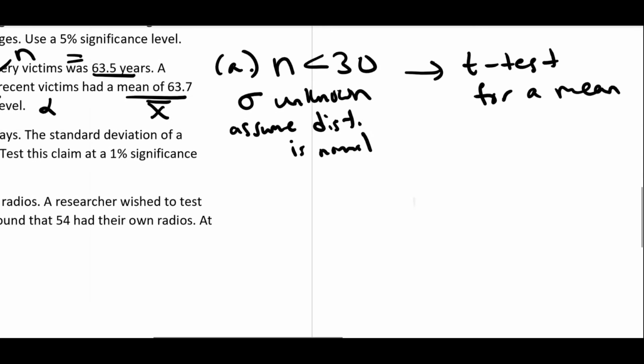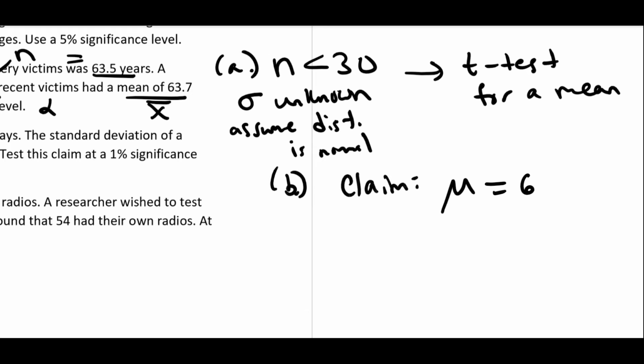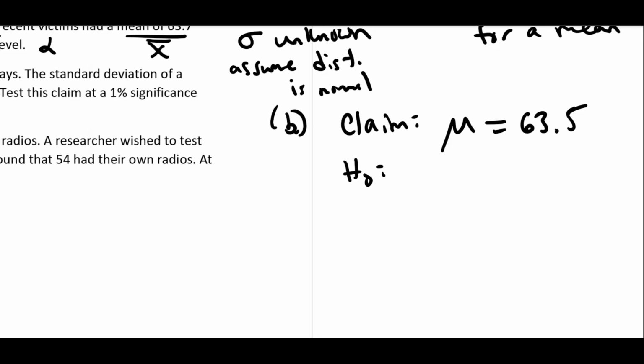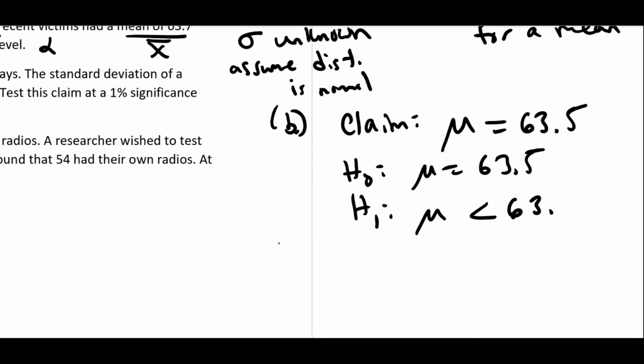Okay, so now we know what test we're going to use. Let's label our claim and all that. Our claim is that the average was 63.5. Clearly, that belongs to the H0 because it's a statement of equality. For the alternative hypothesis, HA or H1, the researcher thinks that this result is too high, which means the researcher thinks it should be less than. And that's my alternative. Remember that if they tell you what the researcher thinks, then you use that as your alternative. Otherwise, you would use not equal to.